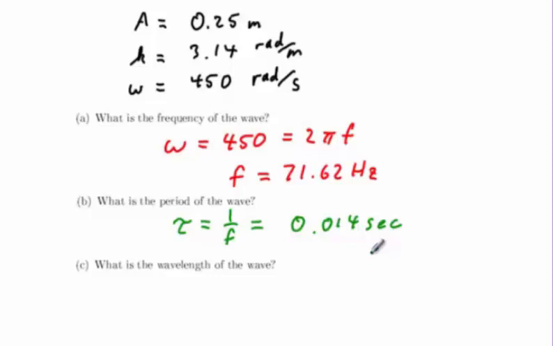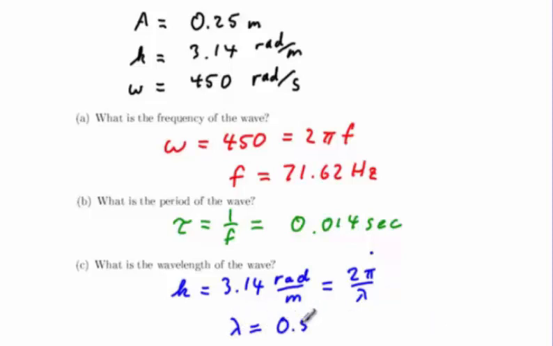Part C asks us to find the wavelength of the wave. Well, wavelength is the synonymous variable to wave number, and since we know that the wave number k was given by 3.14 radians per meter, we'll be able to find the wavelength by recognizing that k is 2 pi divided by the wavelength. Rearranging this algebraically, we get the result that lambda is equal to 0.50 meters.